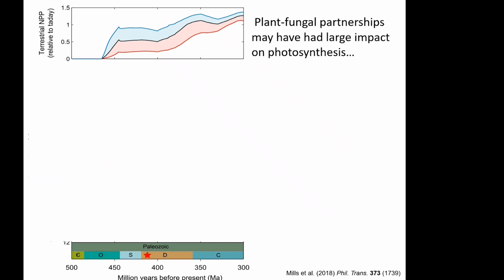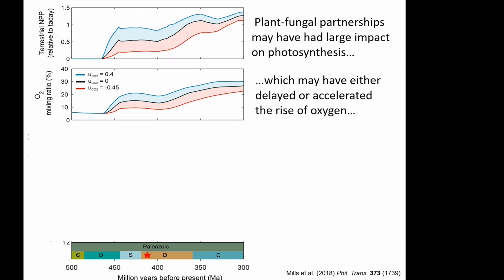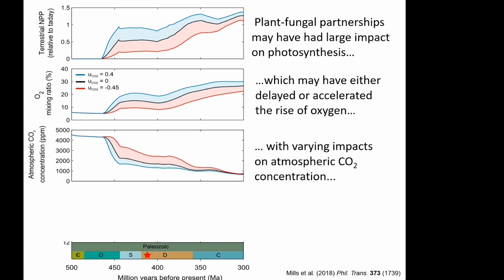The red line is if everything was only Mucoromycotina fine root endophytes, and you can see it's much slower. NPP didn't take off nearly as quickly as if everything was arbuscular mycorrhiza. This then had an effect on the rise of oxygen, either accelerating it if everything was arbuscular, or actually delaying the rise of oxygen if it was all Mucoromycotina.